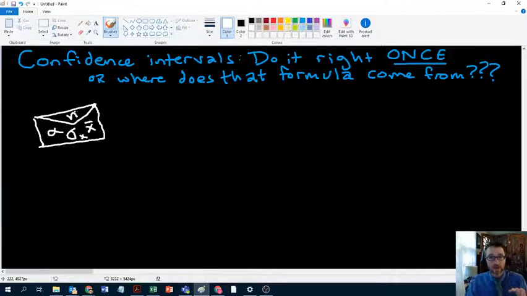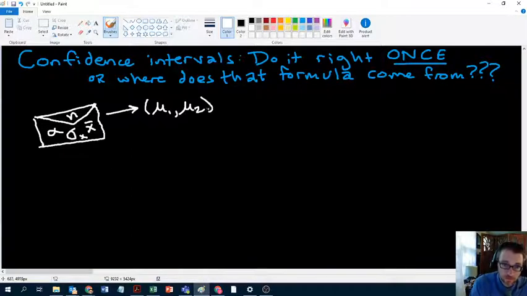Now, I don't know what those are yet. They're in there. But I know that at any time, if I panic, I can just open that envelope and all will be revealed. What I don't know is my mu1 and mu2, because that's what the confidence interval spits out, right? What we're trying to do is get to a place where we have mu1, mu2. So there we go. That's our goal.